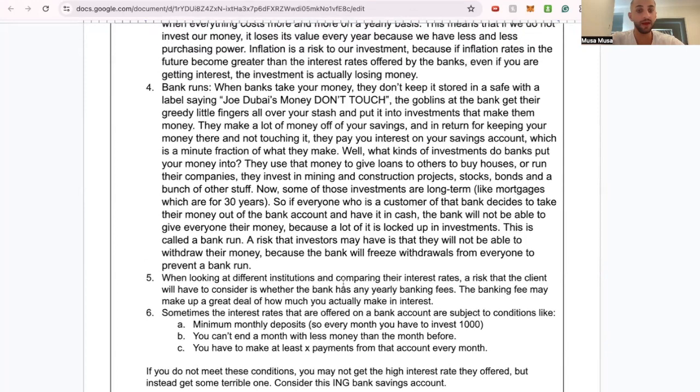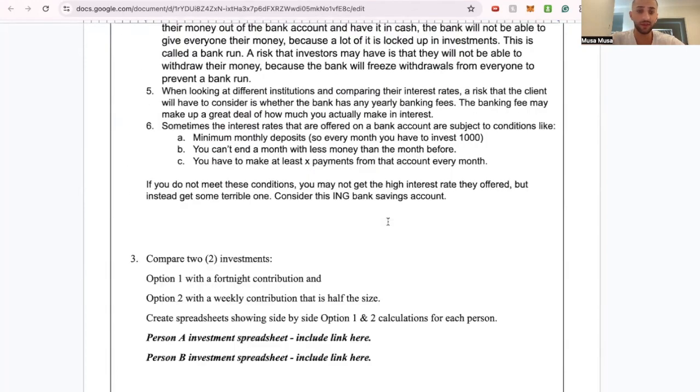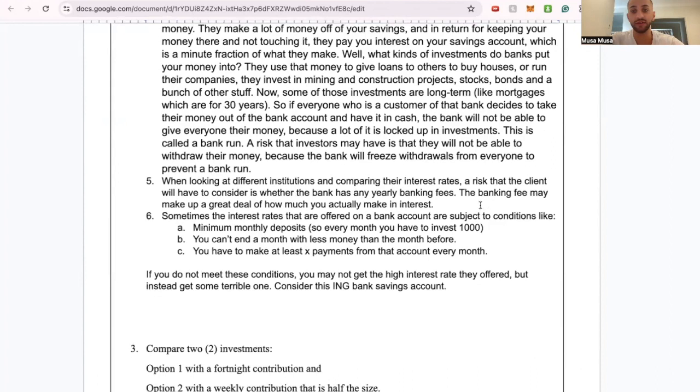Okay. Another risk is, it's not even really a risk, but it's just another thing that you can add. A risk that the client will have to consider is whether the bank has any yearly banking fees.